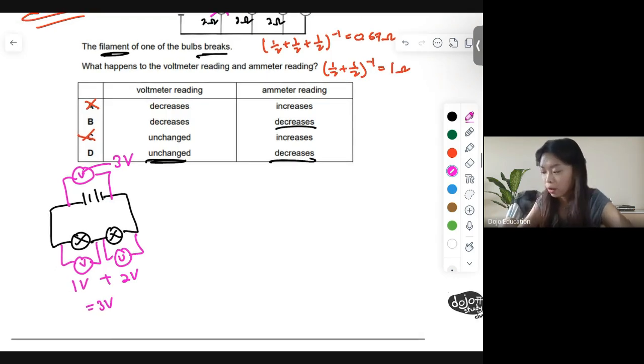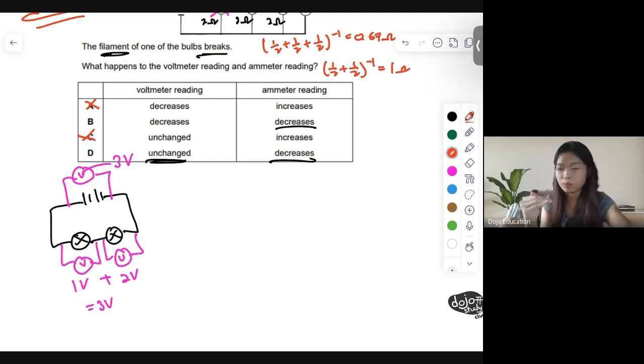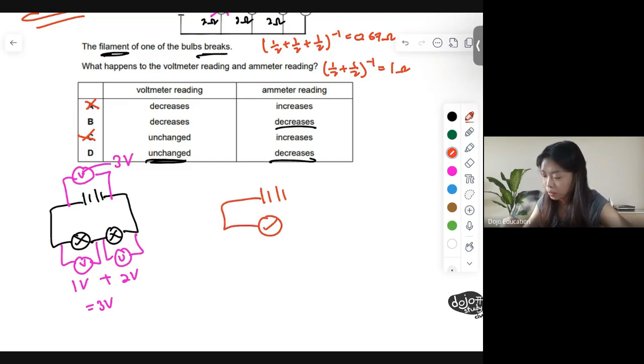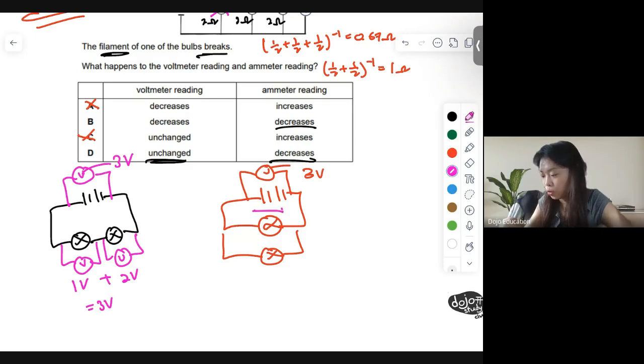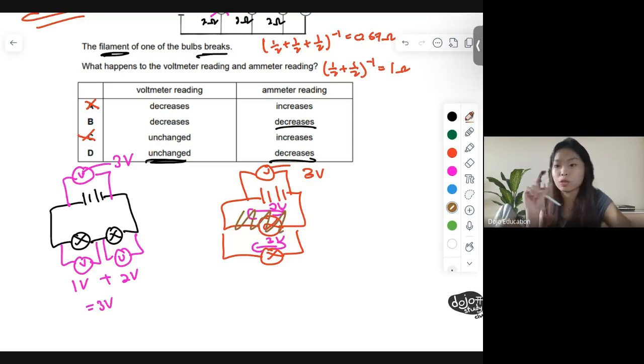Okay, but for my parallel, all of my rows, they share the same voltage, right? So it's like that and like that. So if my total voltage is like 3 volt, this row is 3 volt, this row is 3 volt. Even if one of my bulb is broken, my another one still shares the voltage of 3 volts. So take note, for parallel, the voltmeter doesn't change even if one of the light bulb breaks. Okay, so the answer will be D.